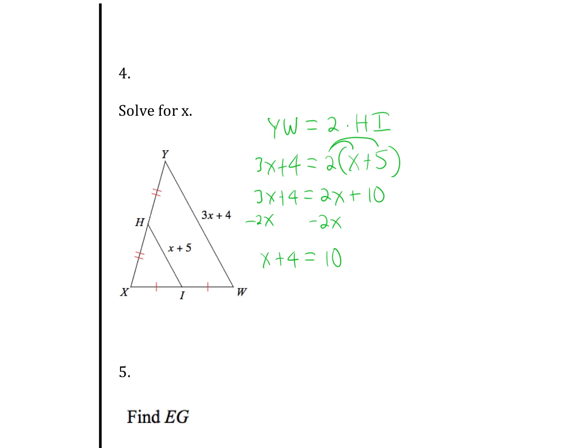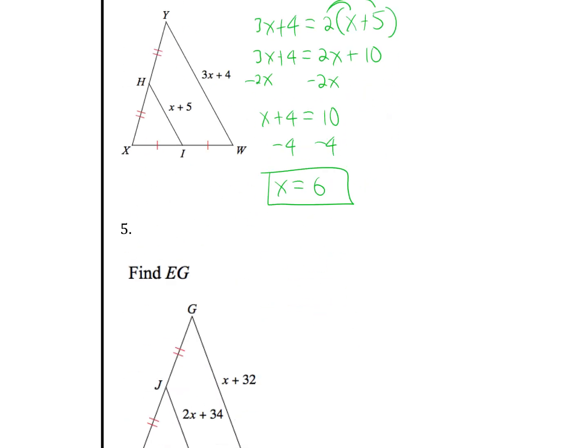How do you solve for x now? Minus 4. And we get x equals 6. Are we done? Are we looking for x or are we looking for something different? We're looking for x. I should have boxed that. Solve for x.